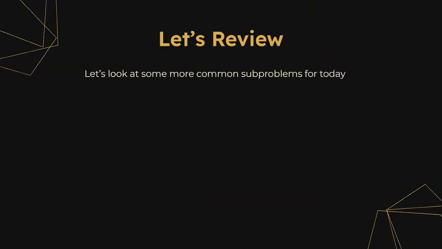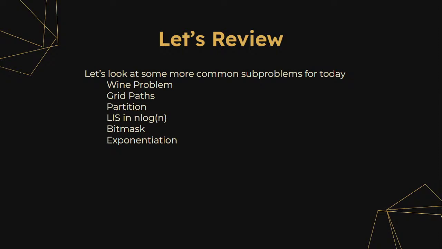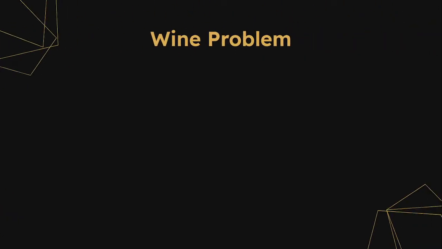So today, we will first of all do the wine problem, then we will do grid paths, then we will look at partition DP, then we will see how to calculate LIS in n log n, then we will look at bit masking in DP, and then we will look at exponentiation. So let's begin with the wine problem.